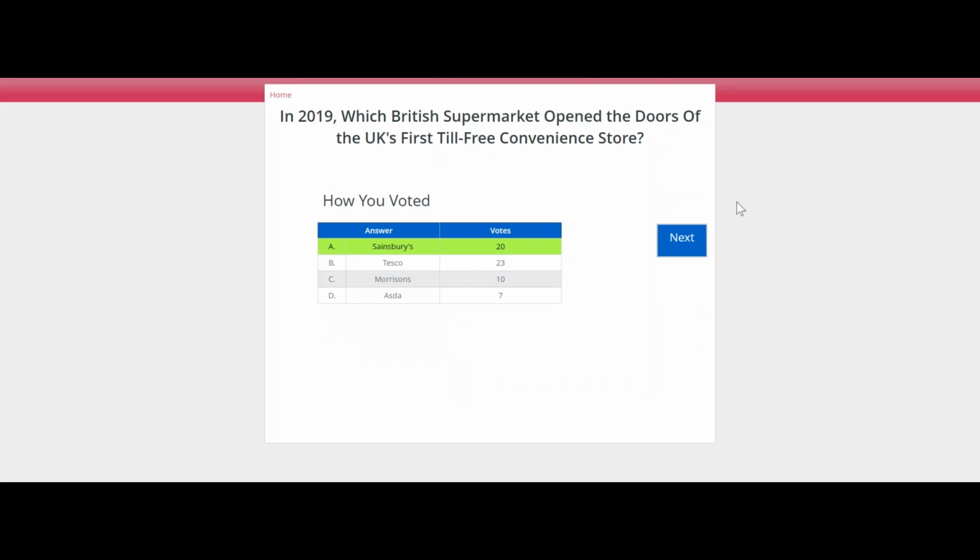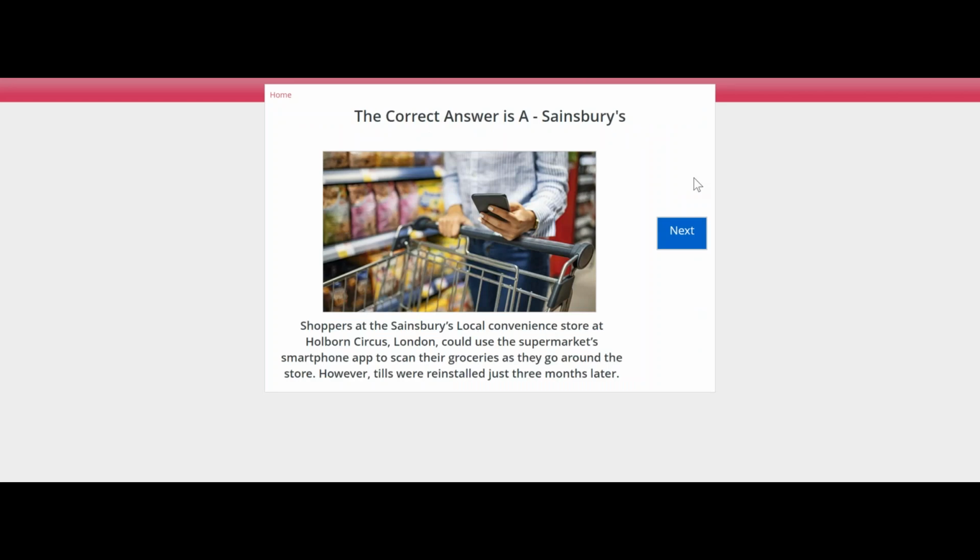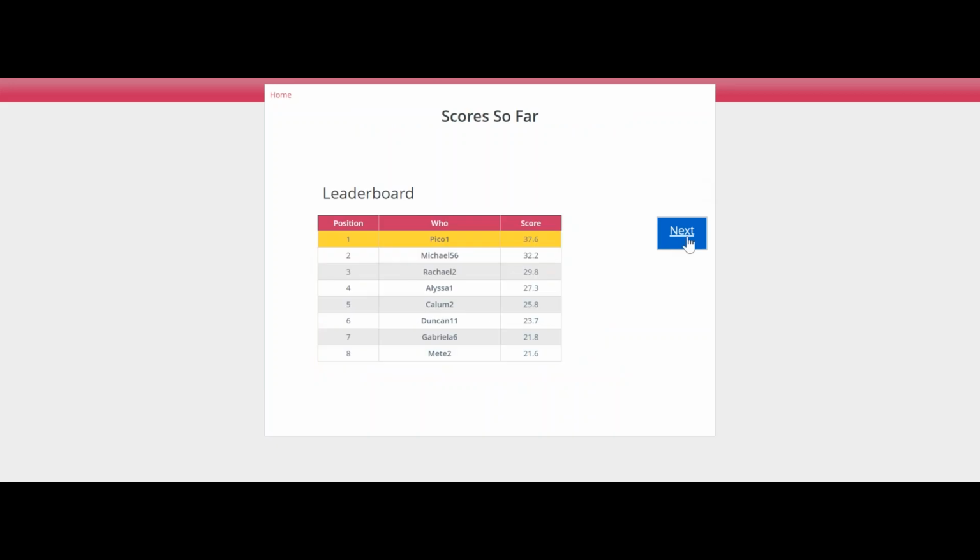Excellent. The right answer was, in fact, Sainsbury's. Good to see that 20 of you got that one right. So shoppers at the Sainsbury's local convenience store at Holborn Circus in London could use the supermarket's smartphone app to scan their groceries as they go around the store. However, tills were reinstalled just 3 months later, so perhaps that signifies that it's a little too early for that specific self-service implementation.